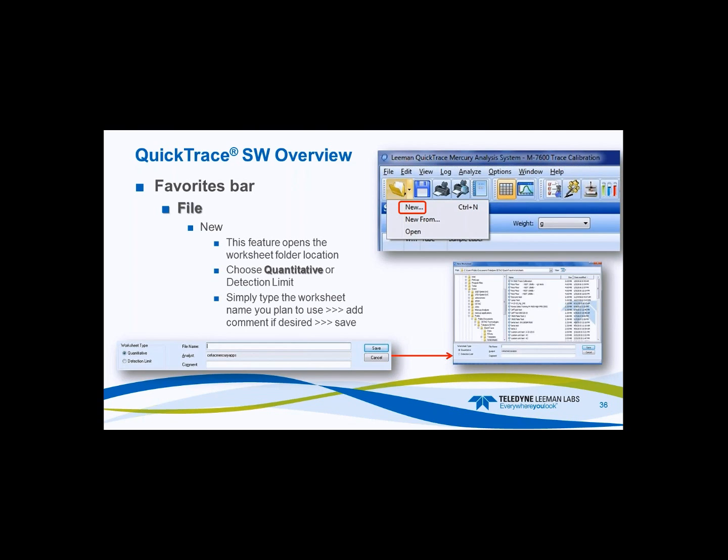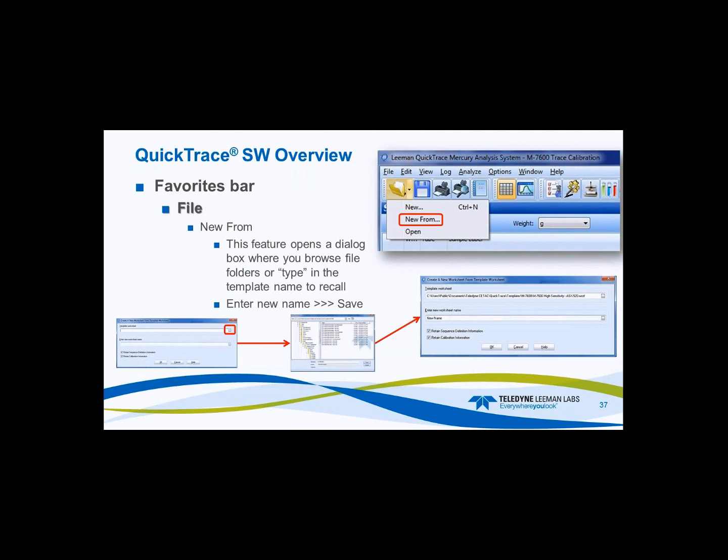We also have a fair number of CAN templates that we built into the system as well that you can use. So new from, this feature opens a dialog box where you can browse or type in the template to recall it. You can save it as a new name, and then you basically load the sequence and hit go. So again, new from has all the timing for the system. Everything's all set up. You have no worries.